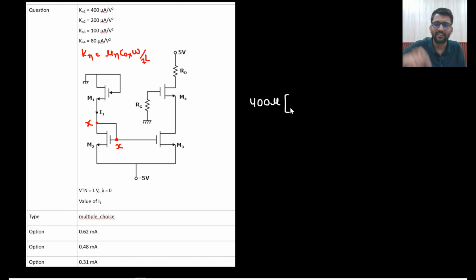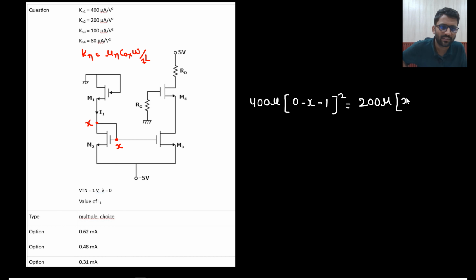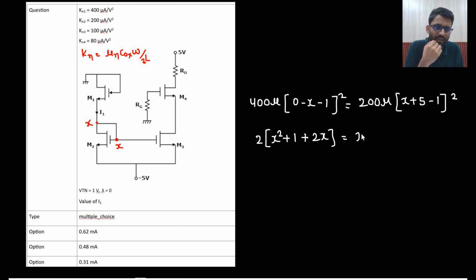Kn1 times Vsg, that is 0 minus X minus Vt, whole square, should be equal to 200 micro times Vsg, that is X plus 5 minus Vt, whole square. Okay, from here you need to find the value of X. So that would be a bit complex calculation, but we have to do it, no other way. So X square plus 1 plus 2X, and here X square, X plus 4 it would be, right? X square plus 16 plus 8X.